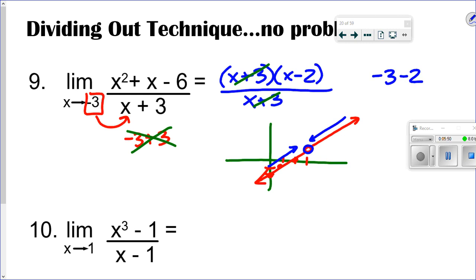Negative 3 minus 2 is negative 5. Did I screw up my graph? Am I having a bad graphing day?